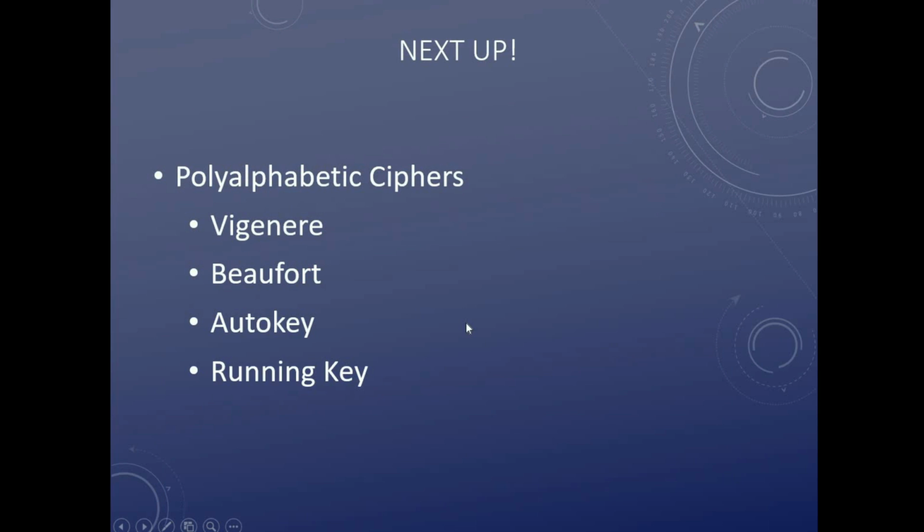Alright, so in the next video we're going to take a look at polyalphabetics, where we're going to get much harder ciphers with Vigenère and Beaufort, autokeys and running keys. They're a whole lot harder to decrypt without having the key or something to push you in the right direction. These other ones we can brute force. This one, it's going to be very, very difficult to brute force without knowing how they were built.